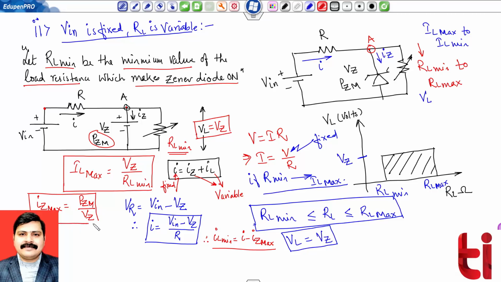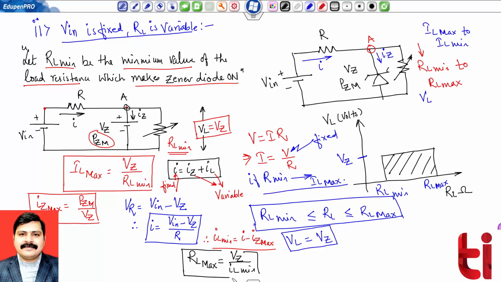PZM divided by VZ, and these quantities have been given. So once I have calculated the value of IL min, I can easily calculate the value of RL max, and now my RL max is VZ divided by IL min. So this is a very interesting outcome.